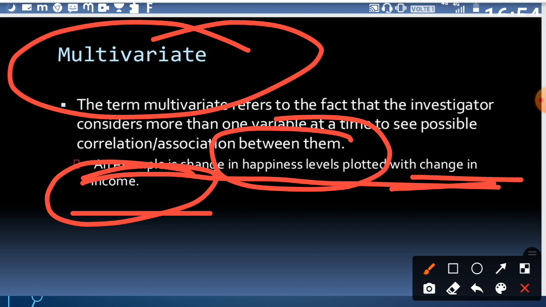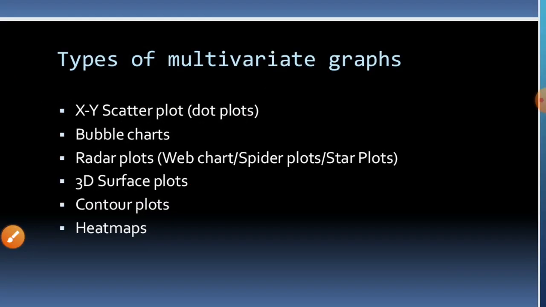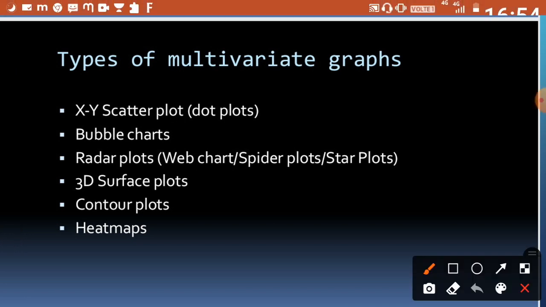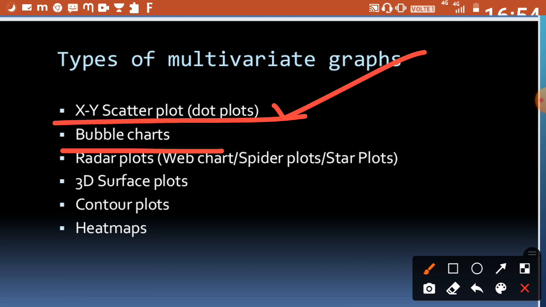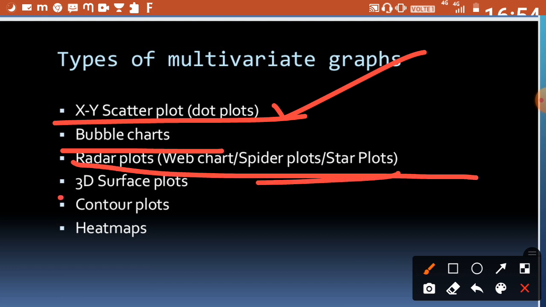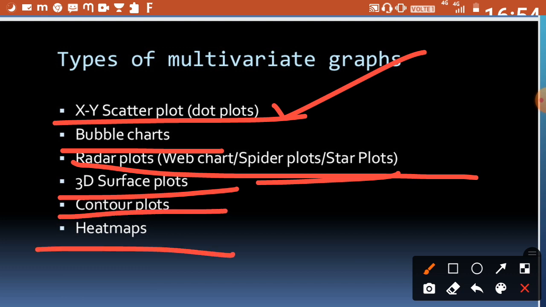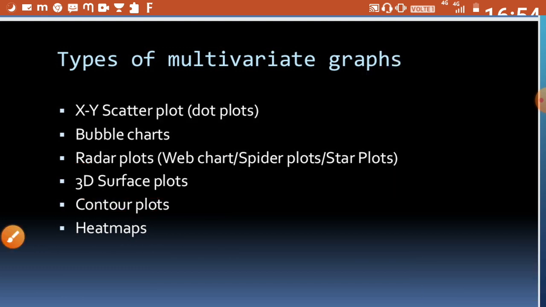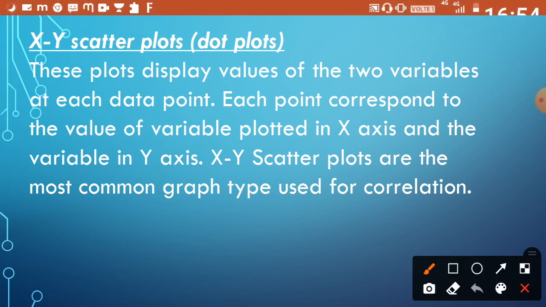When we take one variable at a time, that is our univariate graph, and when we consider more than one variable at a time, that is our multivariate graph. Now see how to plot multivariate graphs. There are various ways: the XY scatter plot, bubble charts, radar plots or web charts or spider plots or star plots, 3D surface plots, contour plots, and heat maps. First is the XY scatter plot, also known as dot plots.